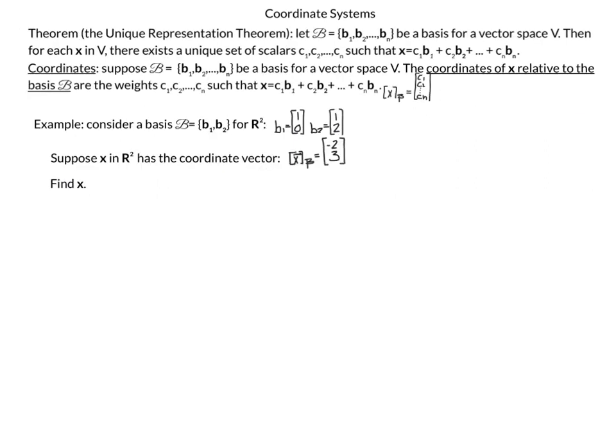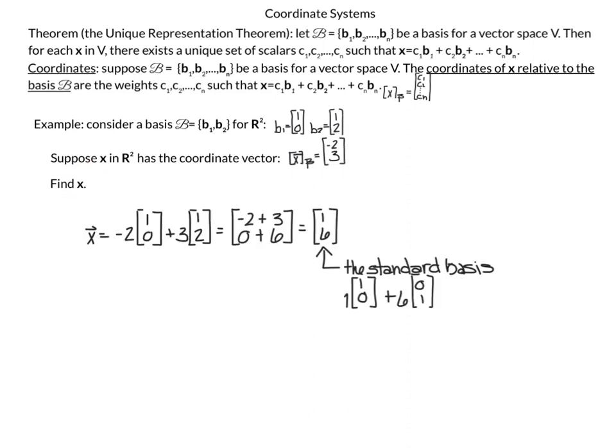Our first example of this idea of coordinates is, let's say we have a basis where the first basis vector is (1, 0) and the second basis vector is (1, 2). Suppose x in R2 has coordinates in this new basis, so the coordinates of x with respect to b1, b2 is equal to (-2, 3).